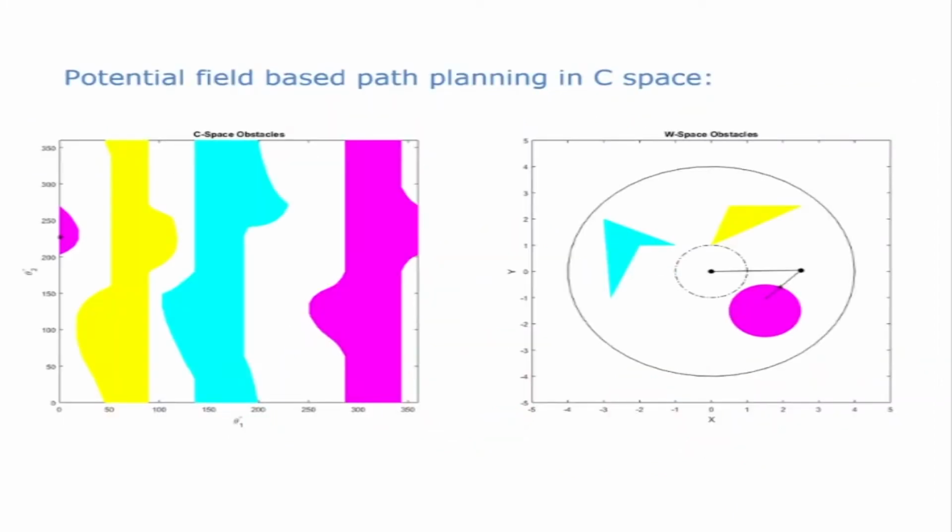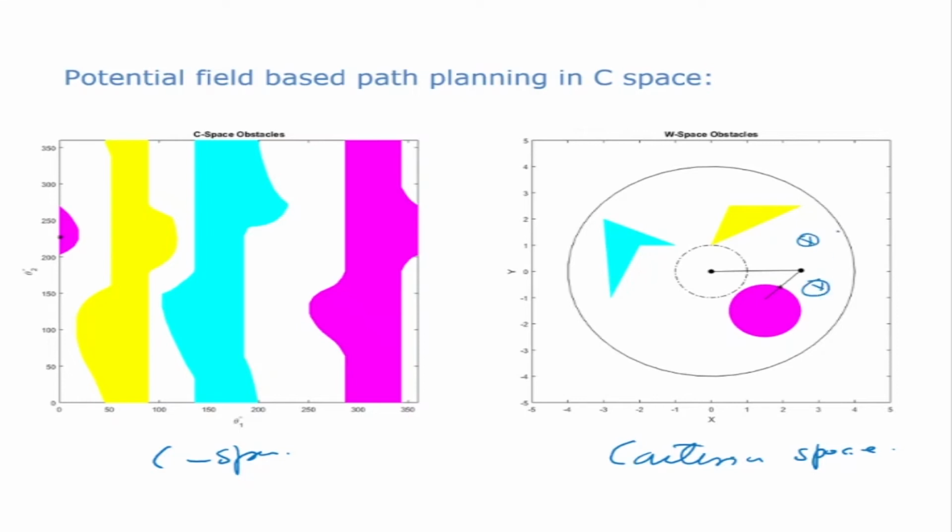Now this is an example I had shown earlier when we talked about C-space for serial manipulators. On the left-hand side we have the workspace or Cartesian space, where we have a 2-link manipulator and these are obstacles. Now from here we go to the C-space, and we are going to do the planning in the C-space. Suppose I want the manipulator to go from this point to this point, just for example.